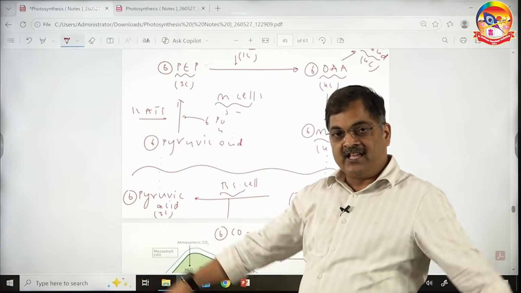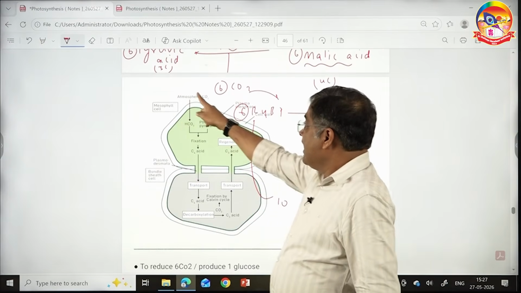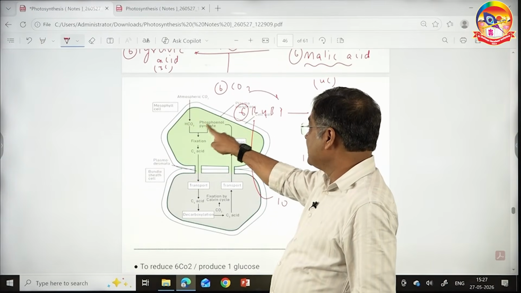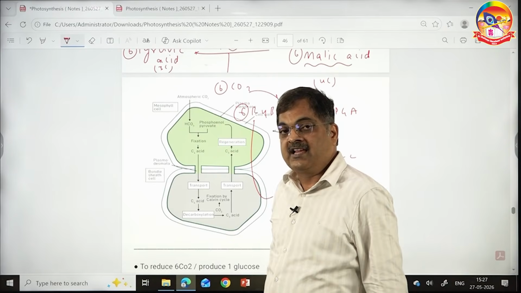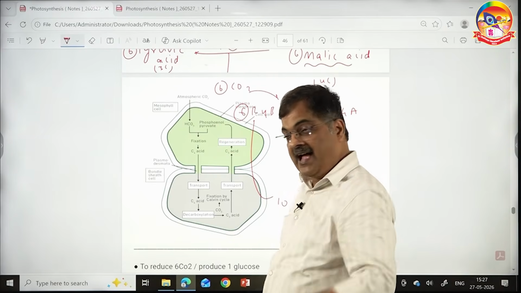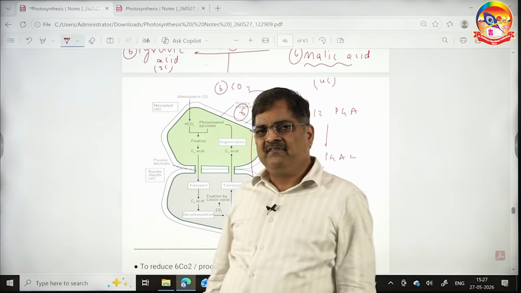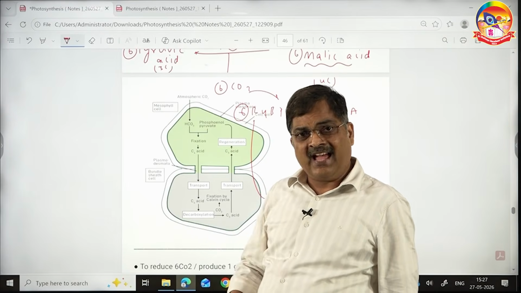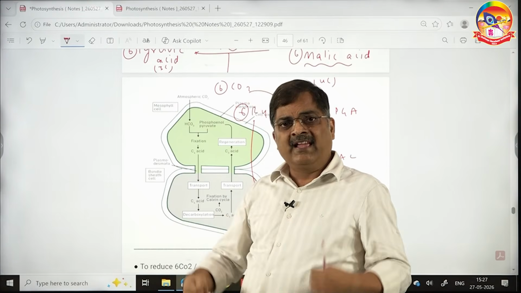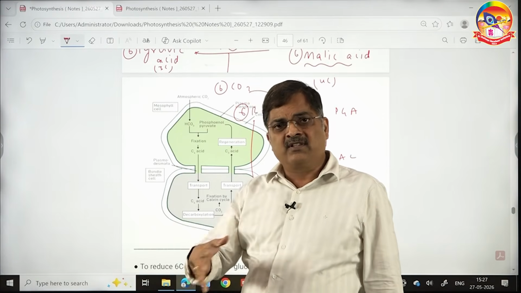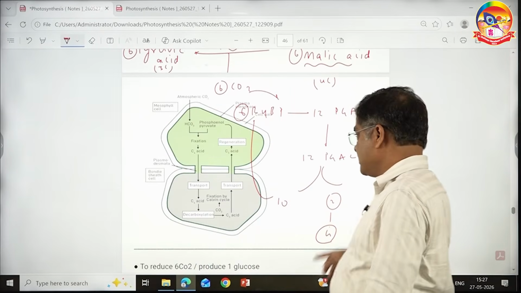Now I'm pretty sure that all of you understood this C4 pathway. Look at this. Atmospheric carbon dioxide accepted by PEP forms a C4 acid. What is that C4 acid? Malic acid. First oxaloacetic acid. Oxaloacetic acid, you say, is the first stable product, but I'm sorry to say that it is not stable. The most stable form is malic acid. That is the reason oxaloacetic acid is not transported. Instead, malic acid is transported to bundle sheath cells.